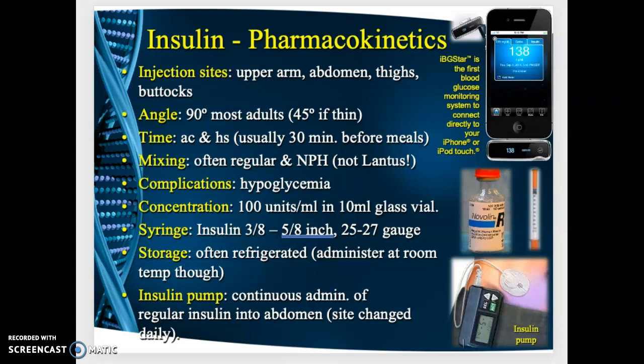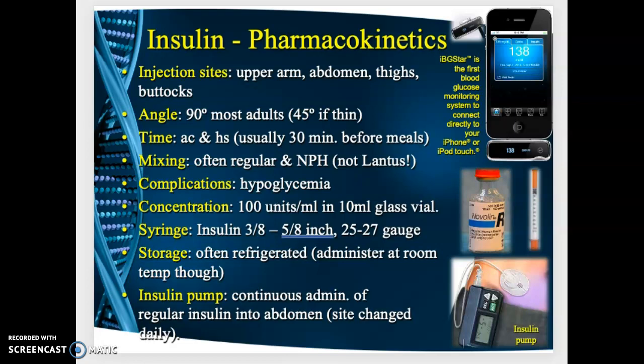The concentration of most insulins is 100 units per milliliter, and it usually comes in a 10 milliliter glass vial. Often at home, this will be refrigerated. At the hospital, a lot of times it's just kept in their med drawer. The syringe that we use is a 3/8 to 5/8 inch insulin needle, and it usually is a 25 to 27 gauge. And remember, a lot of the ones that we use in the hospital are orange in color. And then storage, like I mentioned before, often at home, insulin is going to be stored in the refrigerator, but when we administer it to our patients, you want to make sure it's at room temperature.